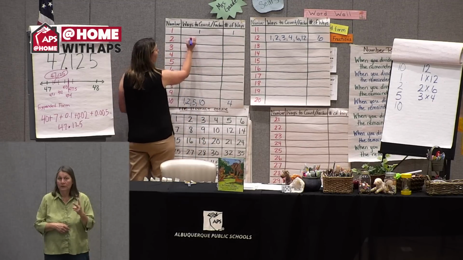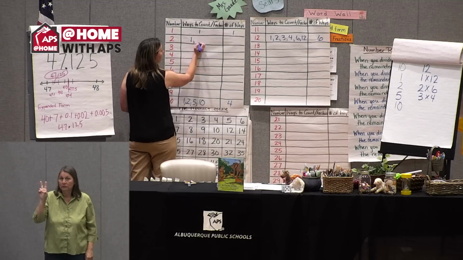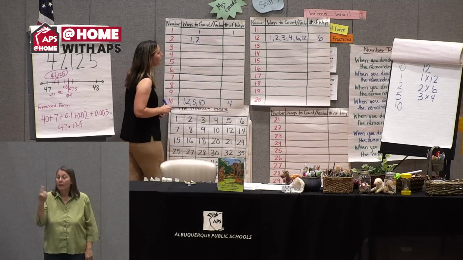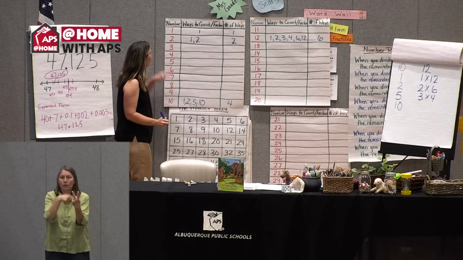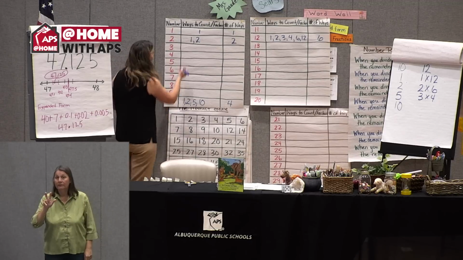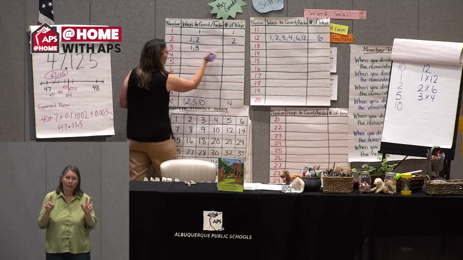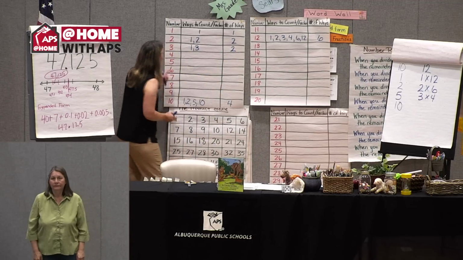We can count to 2 by 1s, and we can also count by 2. And how many ways is that? 2 ways. How about 3? Just 1 and 3. And then again, just our 2 ways. How about 4?